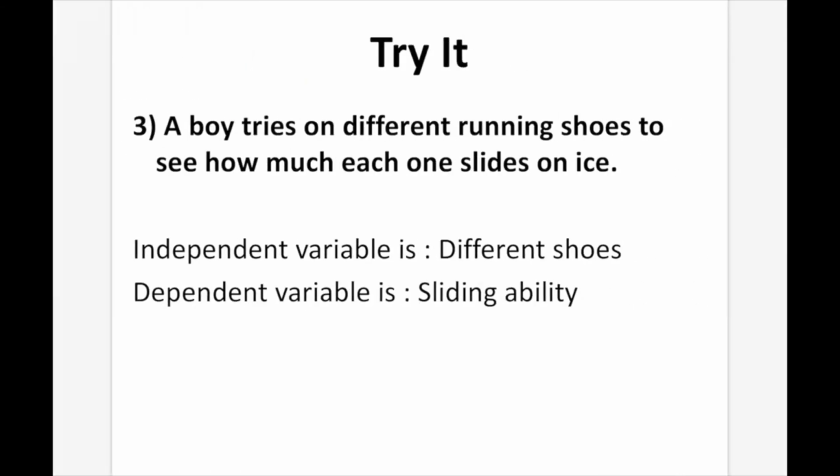Number 3, a boy tries on different running shoes to see how much each one slides on ice. The independent variable is the different shoes. That's the thing being tested. And the dependent variable is the sliding ability. The sliding ability depends on the shoes that are being worn.